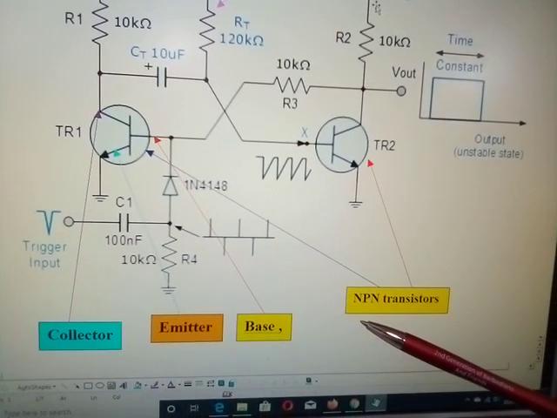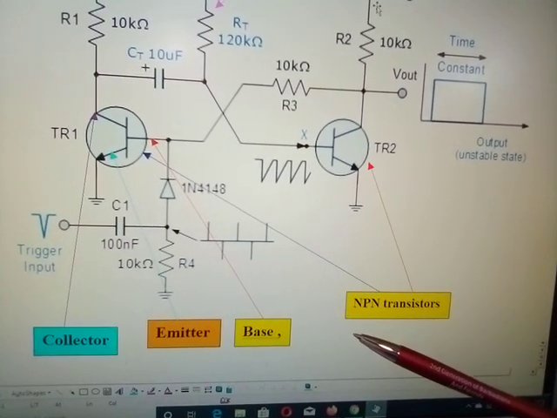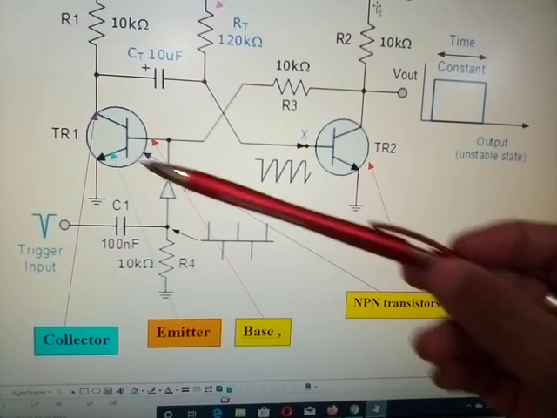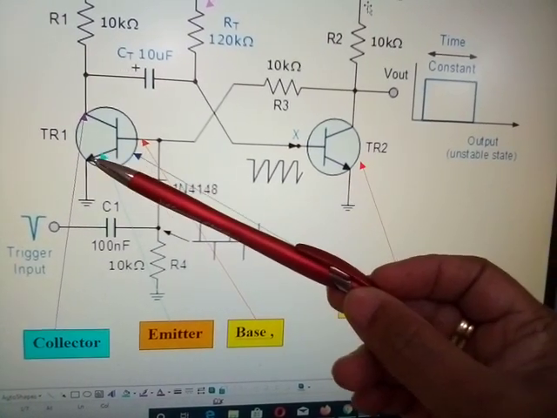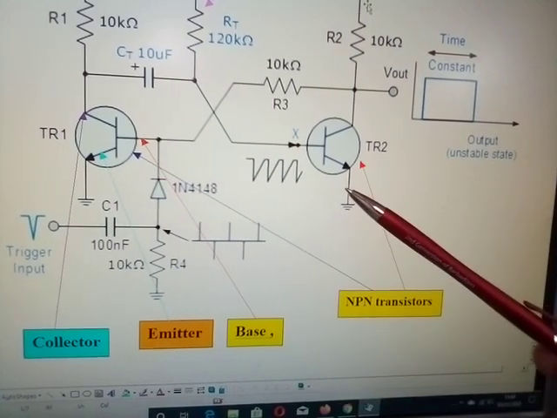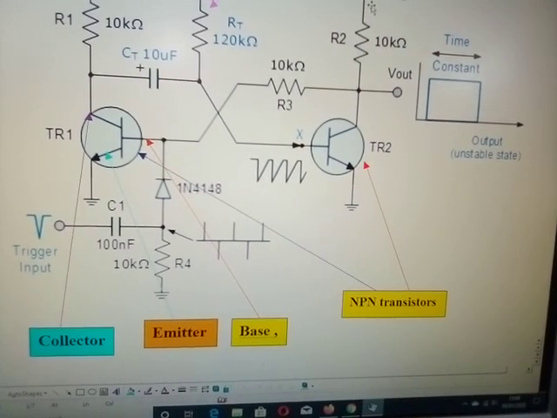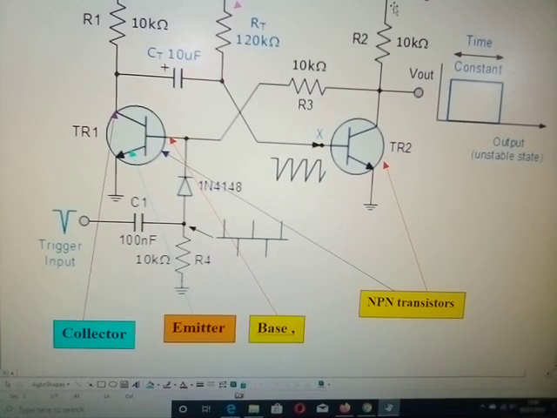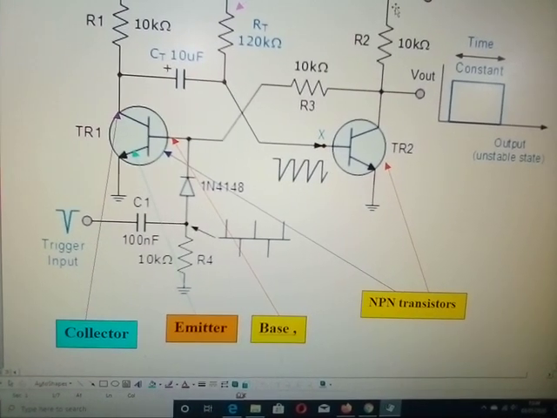Okay, NPN transistors. And we can tell that because the arrow points outwards. Okay, we won't go into anything further for other types of transistors, but these are NPN transistors.